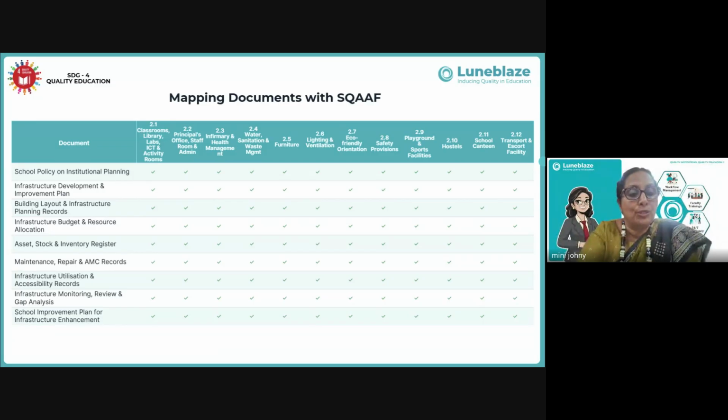School policy on institutional planning, infrastructure development and improvement plan, building layout and infrastructure planning records, infrastructure budget and resource allocation, asset stock and inventory register, maintenance, repair and AMC records, infrastructure utilization and accessibility record, infrastructure monitoring review and gap analysis, school improvement plan for infrastructure enhancement. You can see here, there are so many.